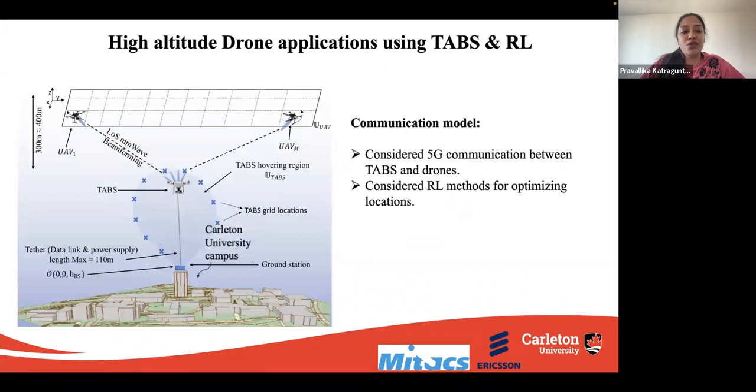And using the location optimization of the tethered base station, we can provide proper connectivity to multiple drones at a time. As the base station cannot learn its own optimal location and could randomly choose a location, here I have considered reinforcement learning approaches to learn the location of the tethered base station, so that it can choose the perfect location every time when multiple drones are flying at higher altitudes. For that, I have considered 5G communication between the tethered base stations and the drones. And I have considered RL methods such as upper confidence bound and Thompson sampling.